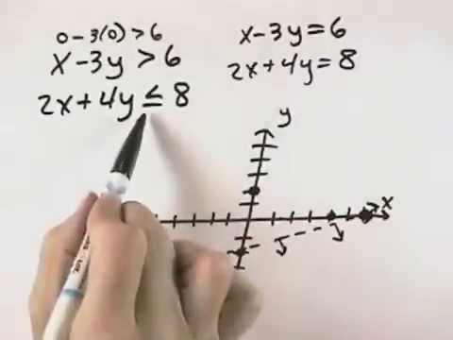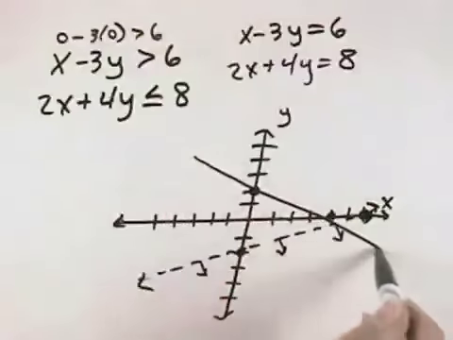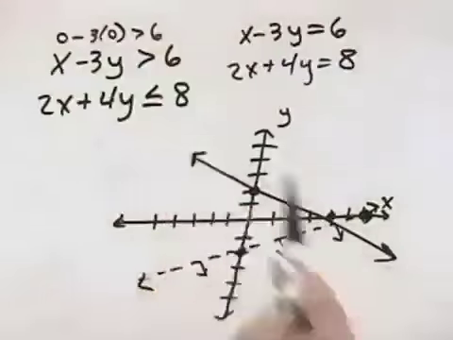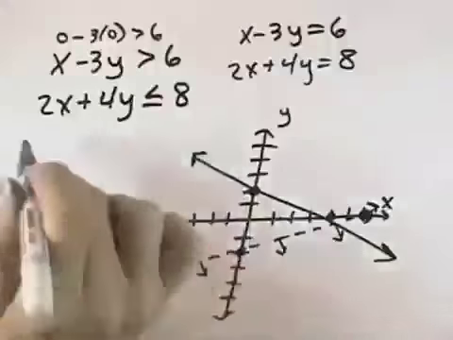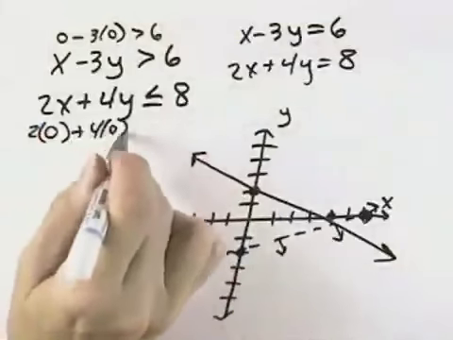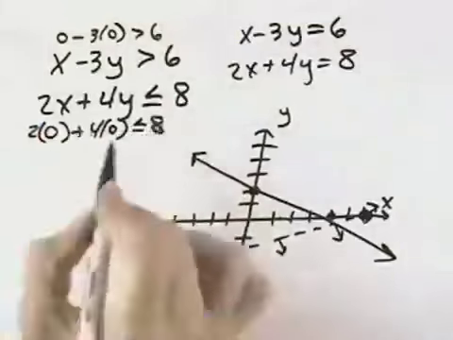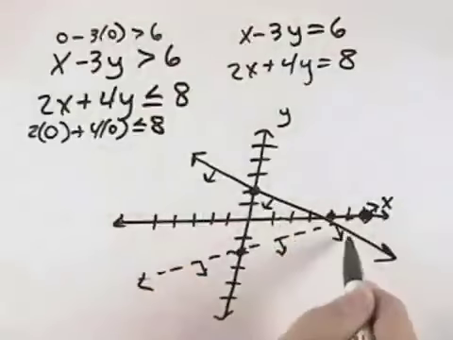This time it's less than or equal to, which means I have a solid rather than a dotted line. So a solid line that passes through these points. And I could again choose the test point of 0, 0 to see that 2 times 0 plus 4 times 0, is that less than or equal to 8? Yes, it is. So that tells me in this one I'm going to shade in this direction.